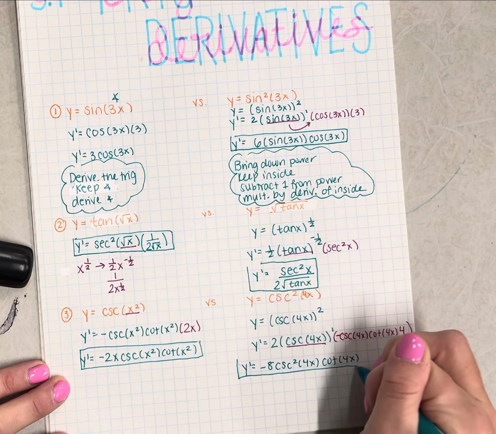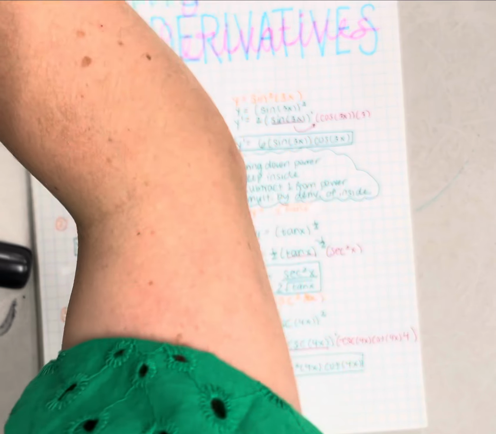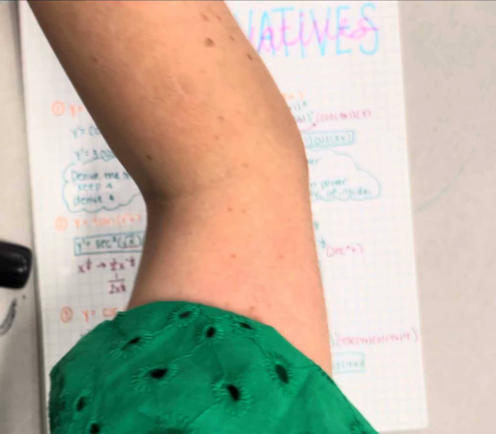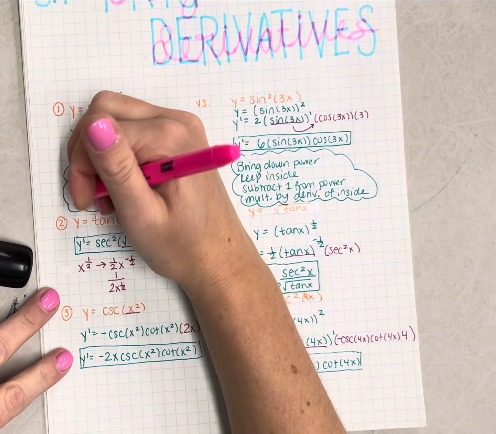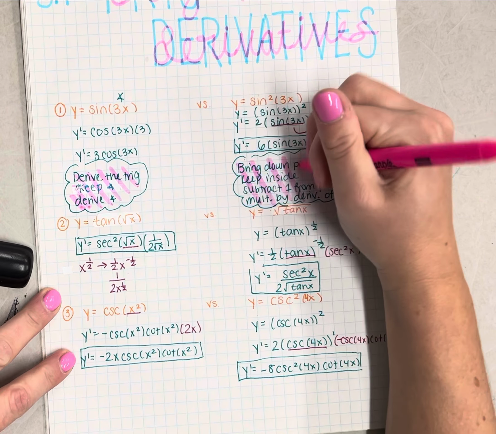Okay? So this is trig with chain rule. And you can see that these 2 chants, I'm looking for my highlighter, right here, are going to help us out with all of them.